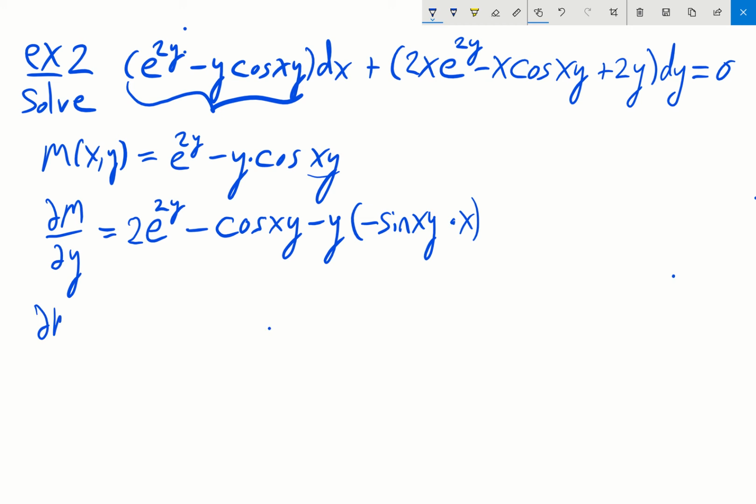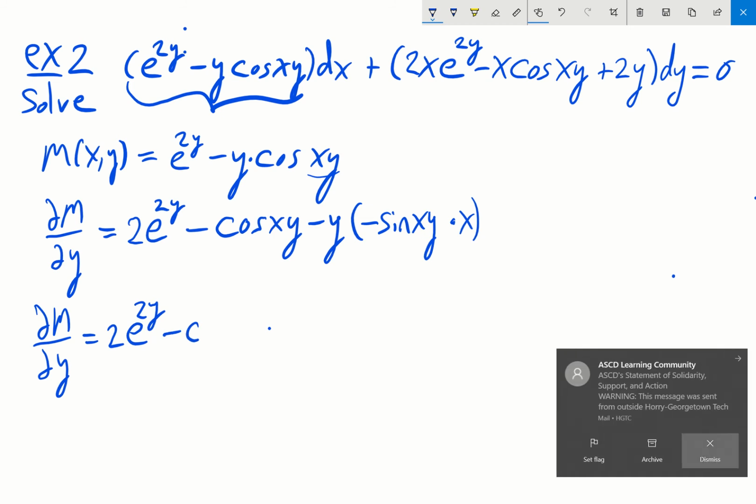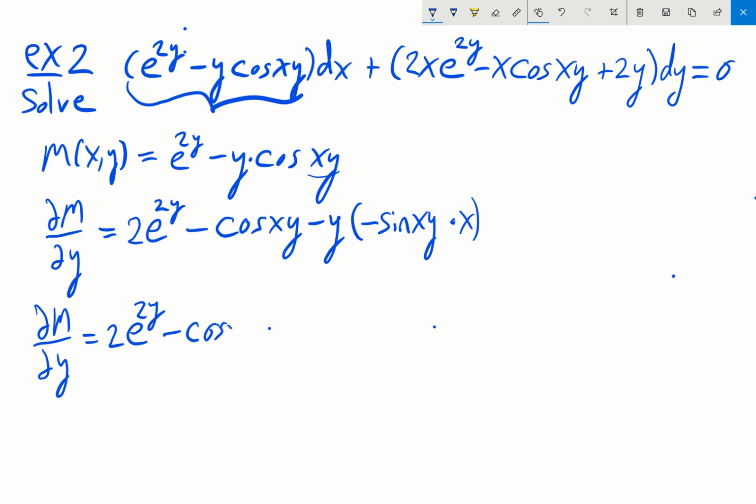So the partial of M with respect to y, just clean it up a little bit, it's 2e to the 2y minus the cosine of xy, and then we're going to end up with a plus xy sine of xy. So that is our partial of M with respect to y.